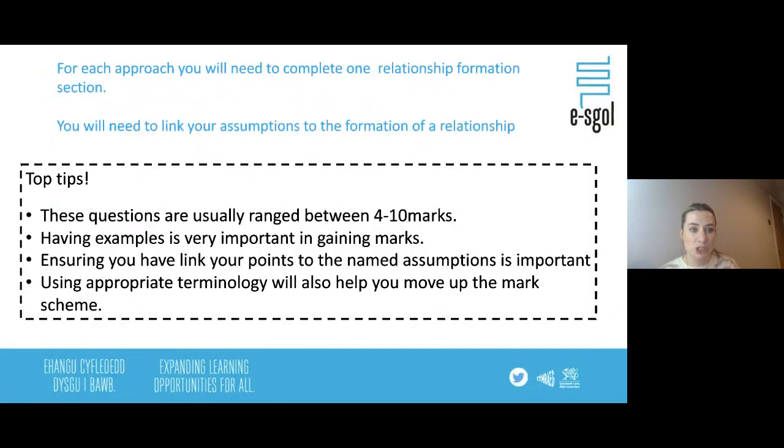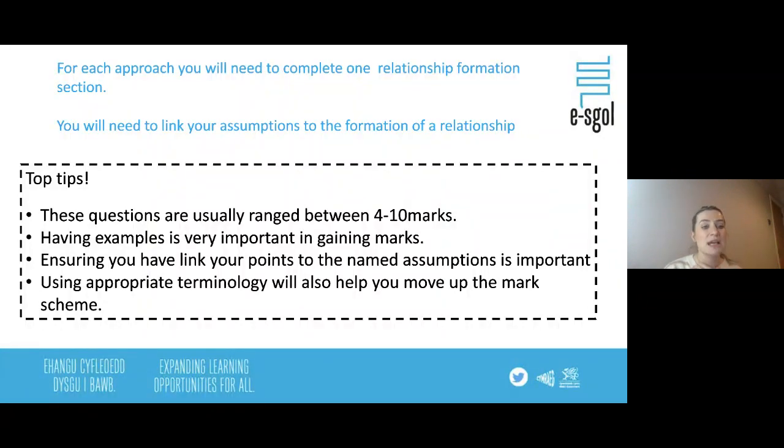Okay, moving on then to relationship formation. So you will look at 1 relationship formation for each of the approaches, so 5 overall. And the main idea with this is that you link your assumptions to the formation of a relationship. So your assumptions that you already know, you have to make sure you have an example in terms of a relationship. Now, this is one of the things I see quite a lot when I'm doing examining or when I'm marking my own students' work, is that they will not link the relationship formation to the assumptions. And that's what can often be the deficit of their mark.